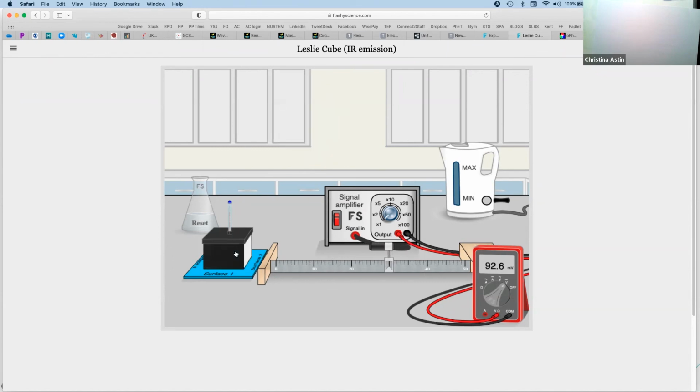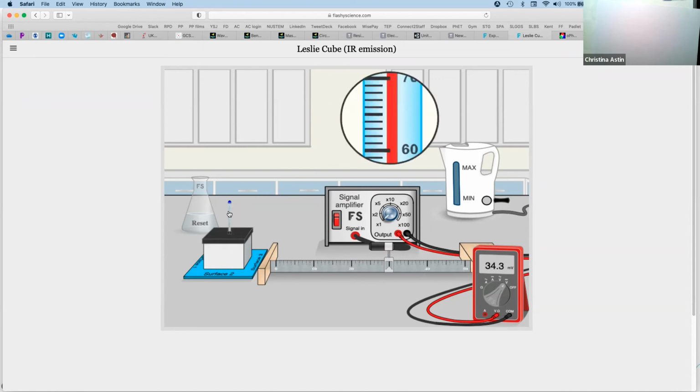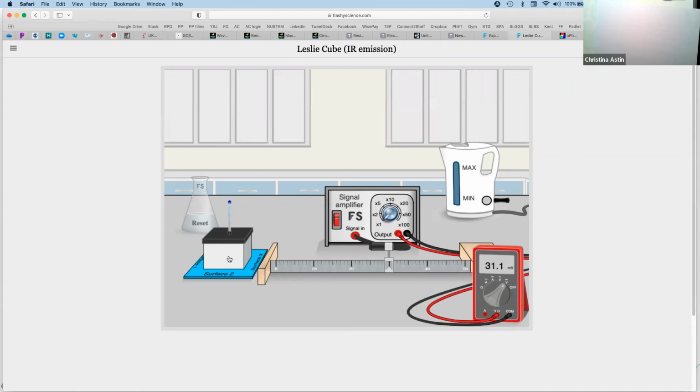Okay, so then we just click on the Leslie cube to try a different surface. And one thing that you need to be careful of if you're doing this for real or on the simulation is check that your temperature is staying constant, because if I click on this, you can see that the temperature is, as it really should be, gradually diminishing. So for that reason, it's important to do some repeats.